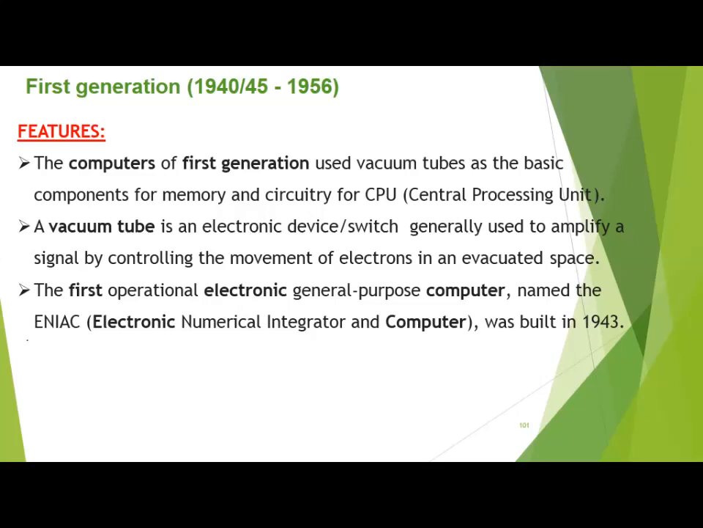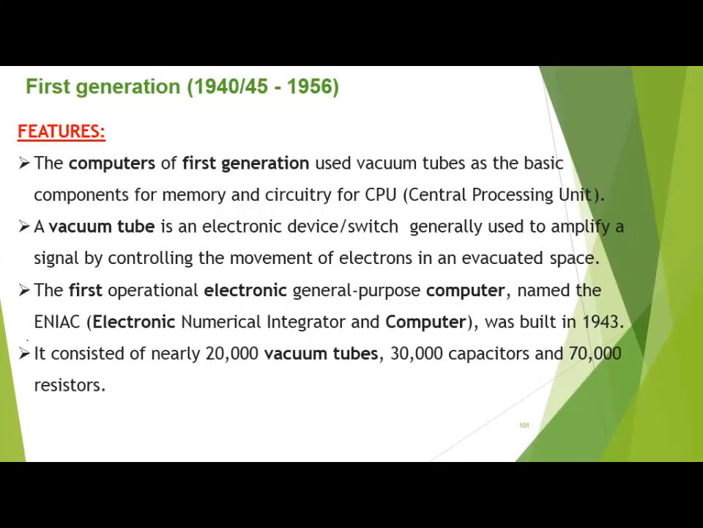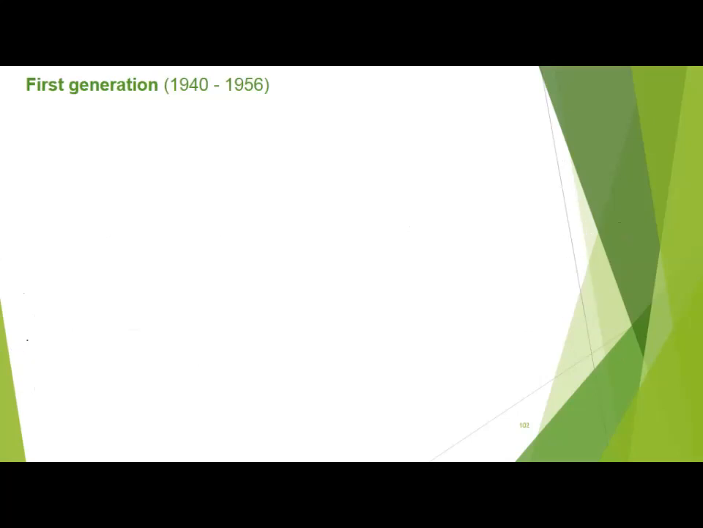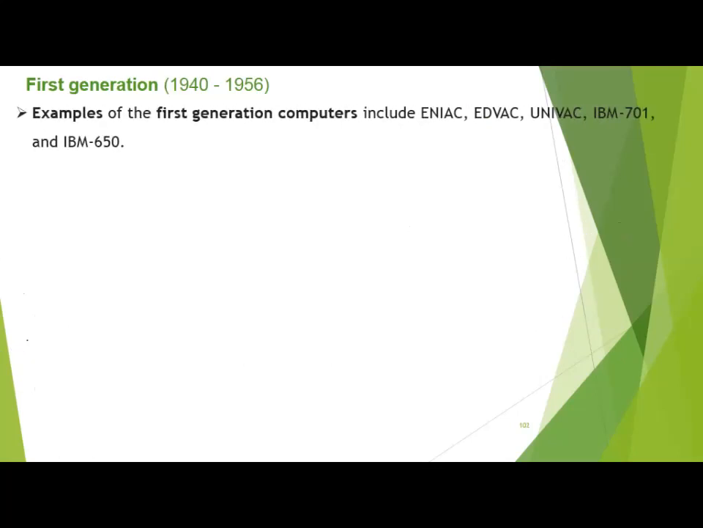The first operational electronic general purpose computer, named ENIAC, Electronic Numerical Integrator and Computer, was built in 1943. So in this generation, one of the most popular computers introduced was called ENIAC, and that was based on vacuum tubes. It consisted of nearly 20,000 vacuum tubes, 30,000 capacitors, and 70,000 resistors. That's why ENIAC was considered a room size computer, maybe more than two or three normal rooms, greater than normal room size. So first generation, 1940 to 1946.